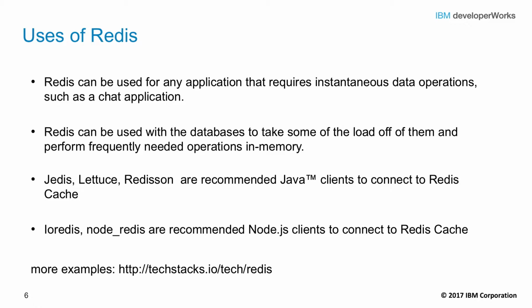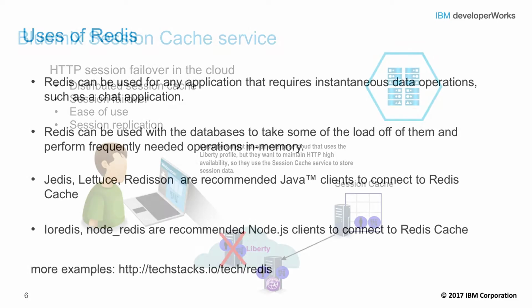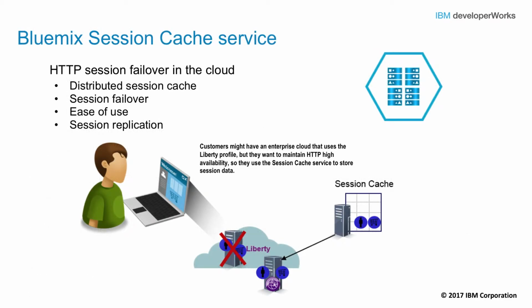responses. There are several SDKs and clients for Redis: Jedis, Redisson are Java clients, and ioredis, node-redis provide Node.js clients. Compose for Redis makes Redis cache even better by managing it for you so that you can focus on your application code. The Session Cache service improves application resiliency by storing session state information across many HTTP requests.